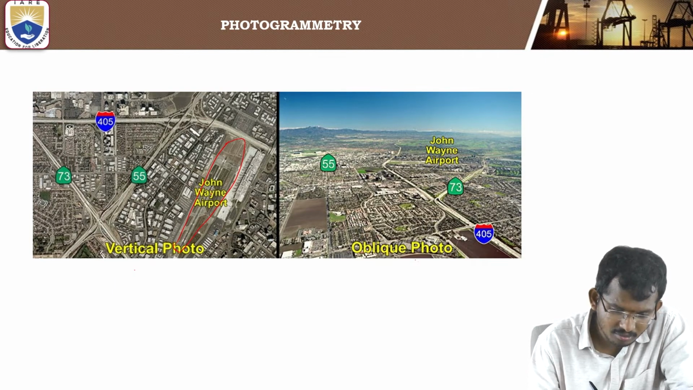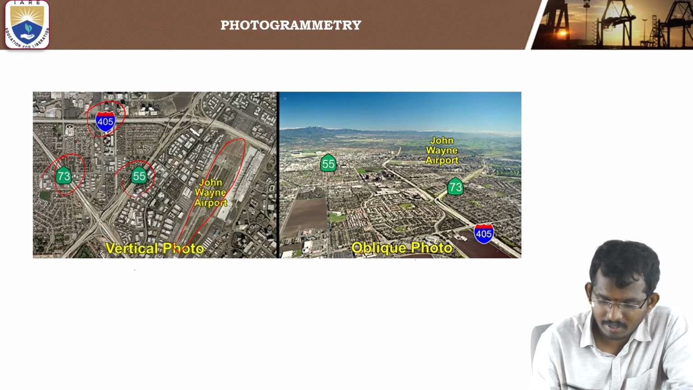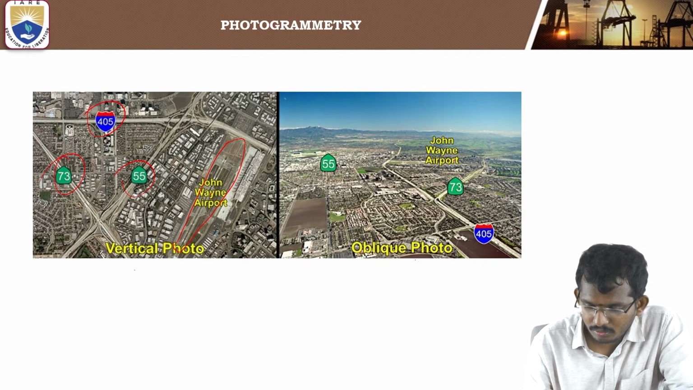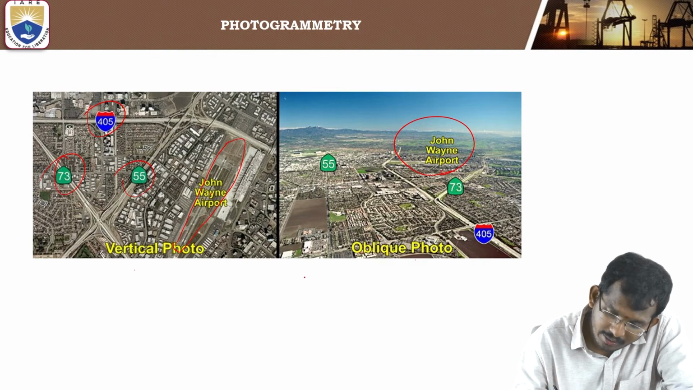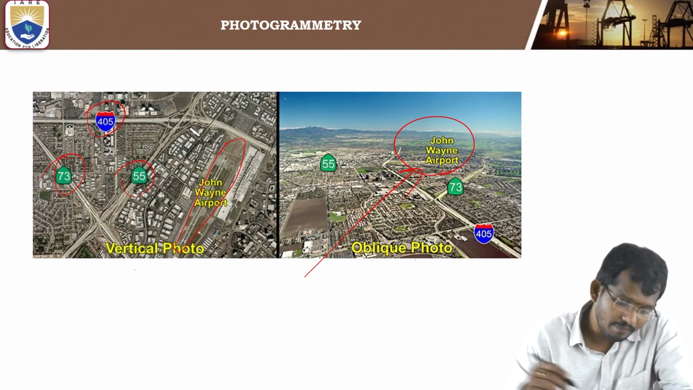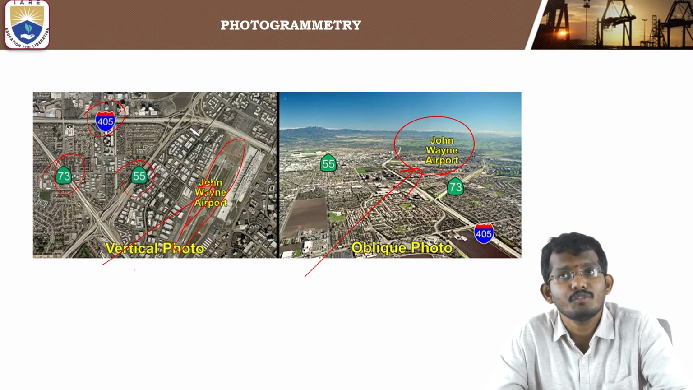We can see some indication. We can see 40, 73, 55, 405 road numbers. This is John Wayne Airport, an oblique photograph. So it's saying an airport is here, but it is not showing a plan or a map of the airport. Whereas in this image, it can represent a plan and map of an airport in vertical photogrammetry.